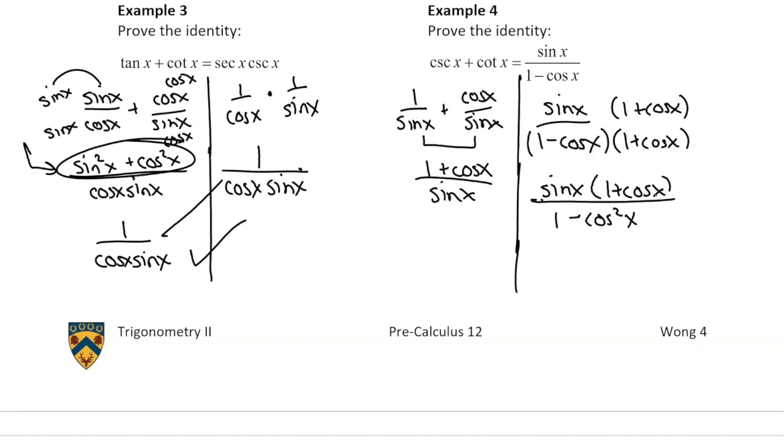Okay, so given something like that, we could say, well, there is a little bit more that we can do. The 1 minus cos squared x on the bottom, if I look back at my Pythagorean identities, I know that sine squared x plus cos squared x equals 1. Let's just write that again. Sine squared x plus cos squared x equals 1. We had manipulated that to say that sine squared x is equal to 1 minus cos squared x, which means that I can replace this denominator, the 1 minus cos squared x, with sine squared x.